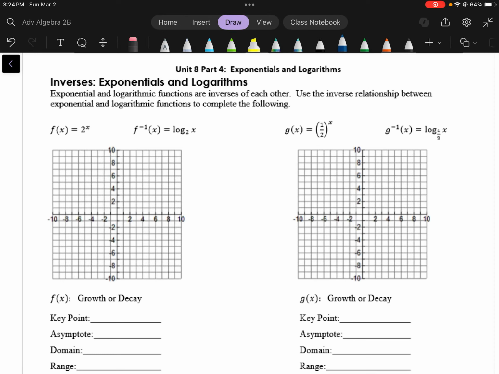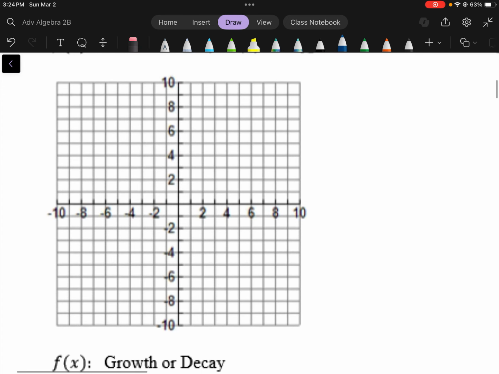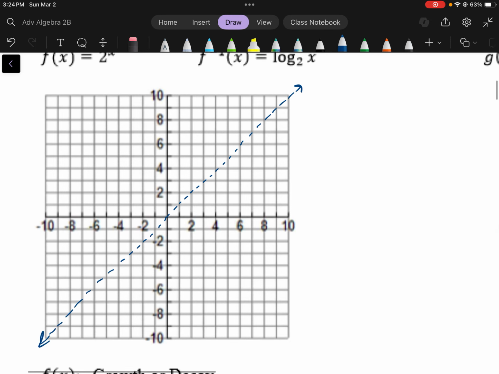All right, good morning. Today we're talking about exponentials and logarithms. To get started, we need to talk about how exponentials and logarithms are inverses. They are inverses of one another. If you remember back from Unit 7, we talked about how inverses reflect over the line y equals x. And so exponential graphs and logarithm graphs actually do that.